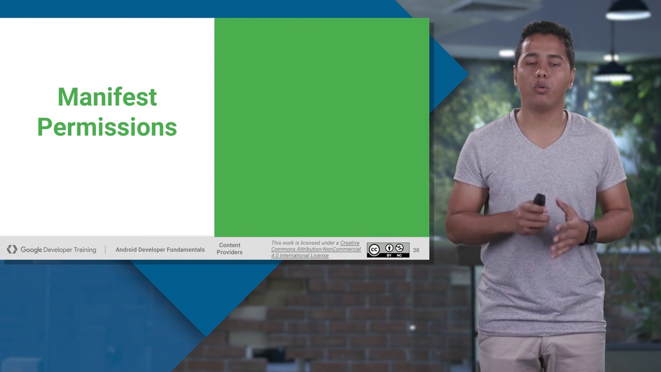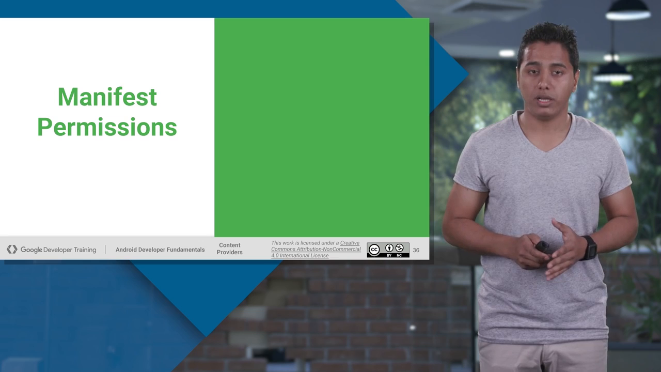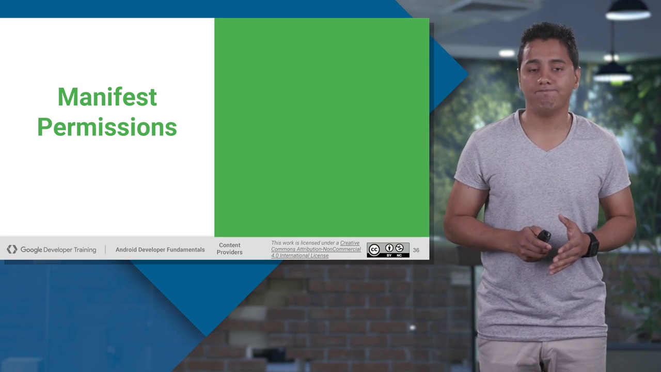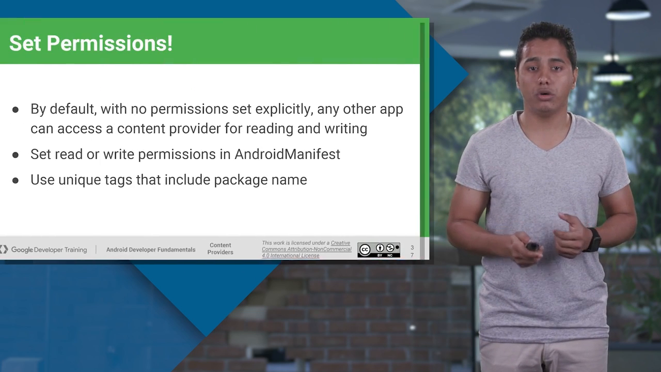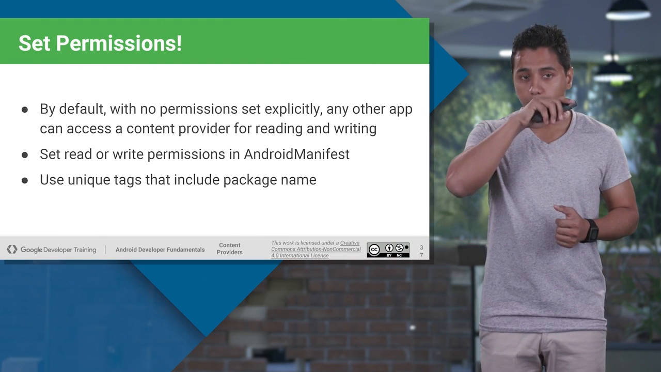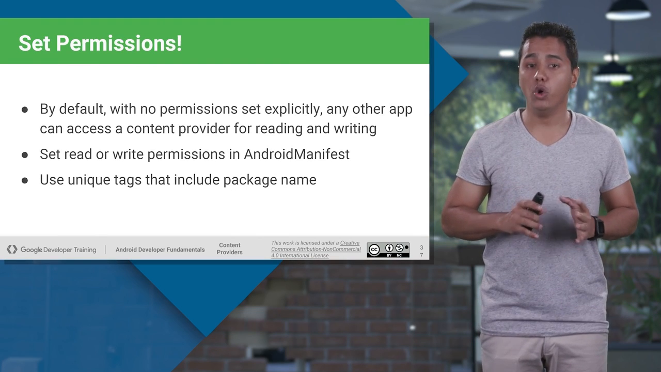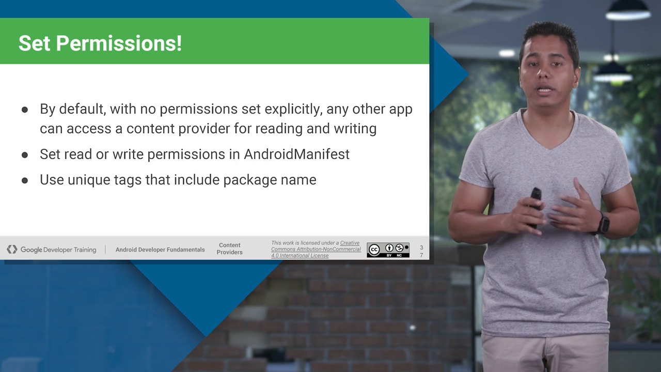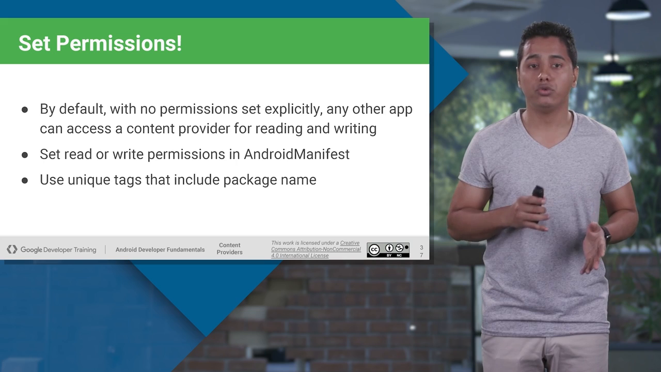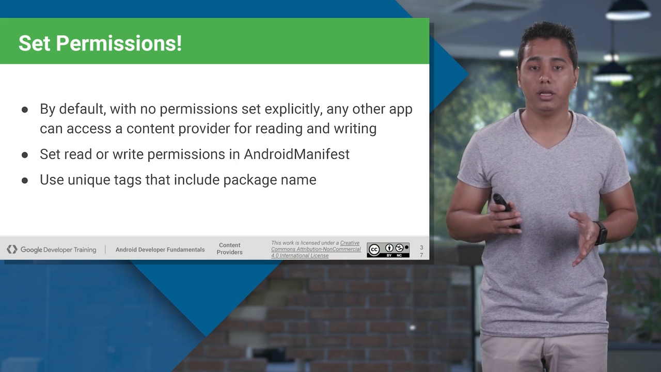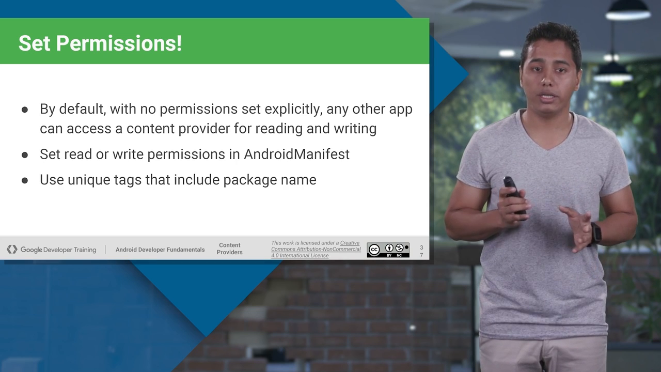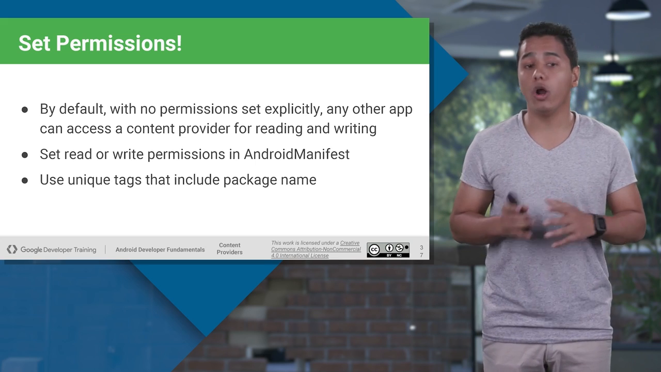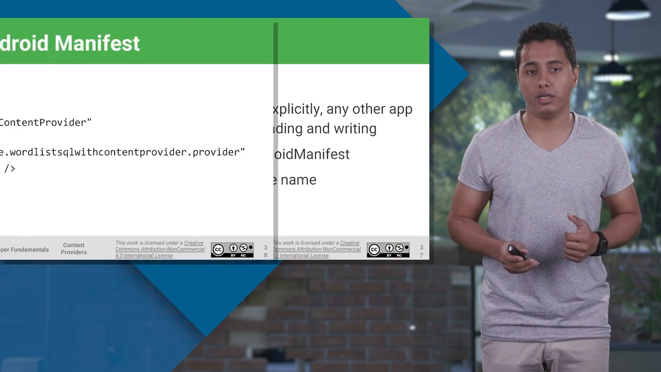At the end, you have to provide the permission in your manifest file. Unless you do that, your content provider is not secure. So by default, with no permission, any app can access the content provider for reading and writing. So if you do not provide any permission, any app can access your content provider for reading and writing. You have to set the read or write permission inside the manifest file.